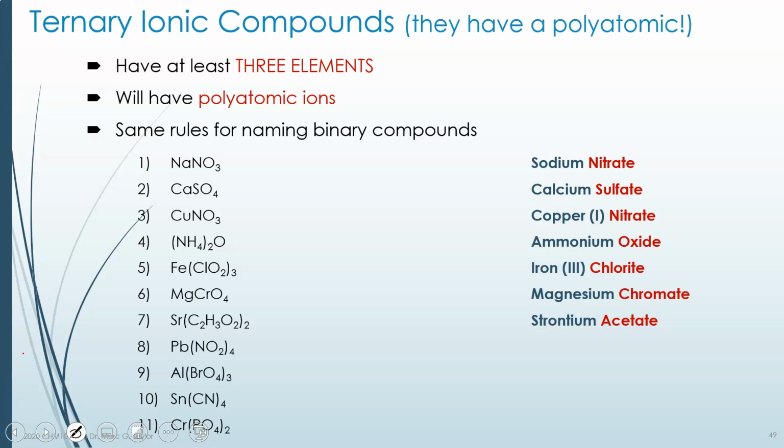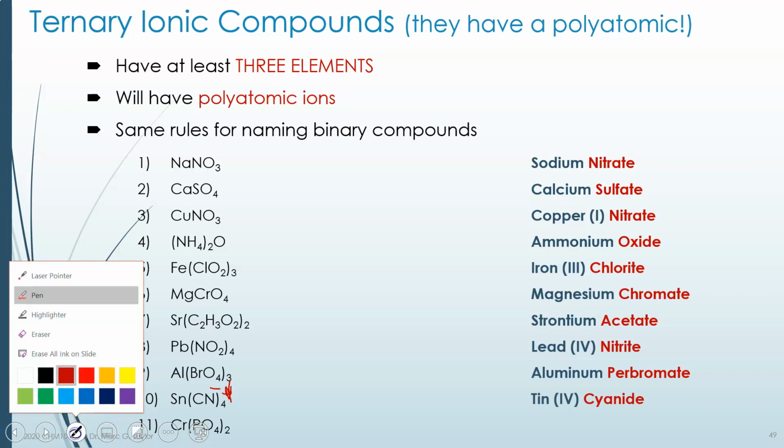Now you have lead, and this is lead 4 nitrite. Aluminum is only 1 charge, +3, so it's aluminum perbromate. Bromate's not on your table, but it's just like perchlorate. CN is cyanide. You have 4 cyanides. Each one is a -1. Therefore, you have a total of -4 charges. You must have +4 from the tin, so it's tin-4 cyanide.